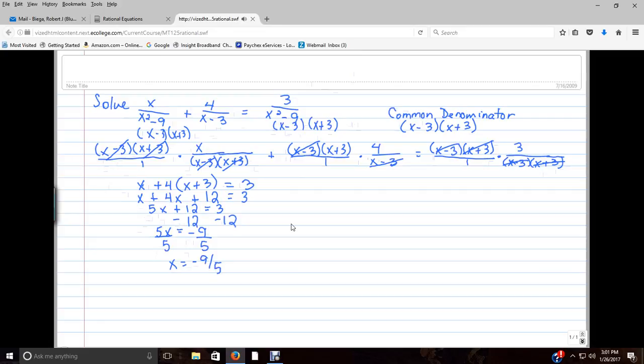Now there's one last thing that we have to do. We have to make sure that negative 9/5 does not cause a 0 in any of our denominators that we started with. If we put negative 9/5 into the first denominator, negative 9/5 squared minus 9 is not 0, so it's okay. Second denominator, same thing. Negative 9/5 minus 3 is not 0. And in our third denominator, negative 9/5 squared minus 9 is not 0. So this solution is okay. If it had given us a 0 in the denominator, we would have crossed it out and said no real solution.